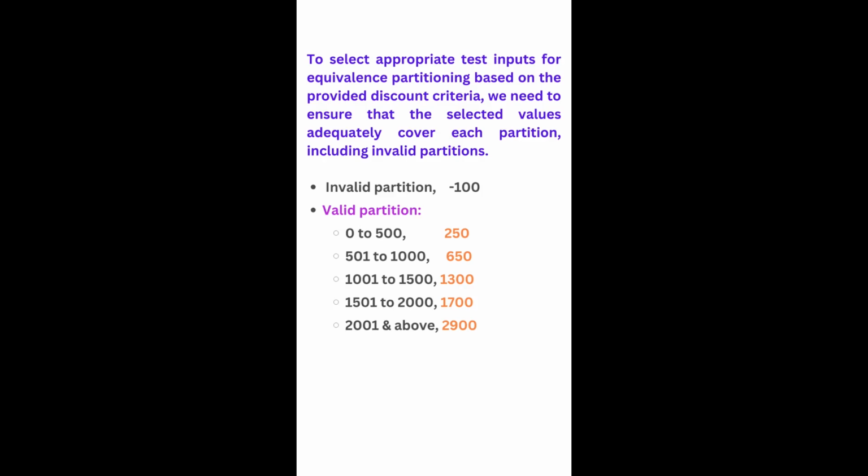For 1001 to 1500, take 1300. 1501 to 2000, take 1700. And for 2001 and above, take 2900.